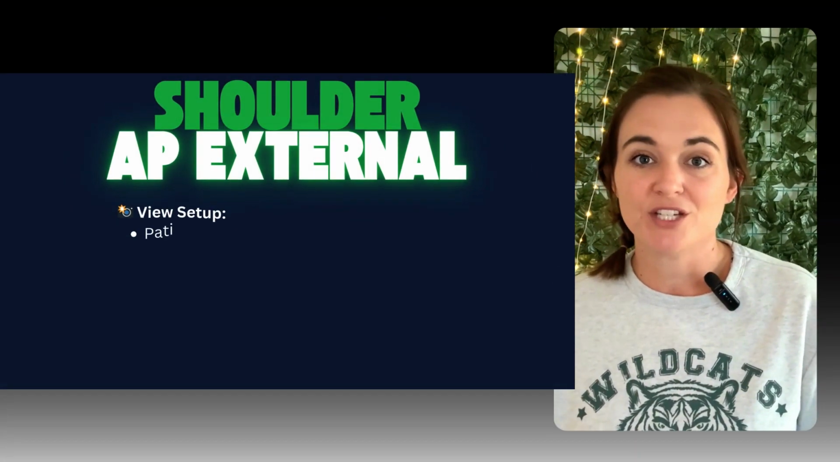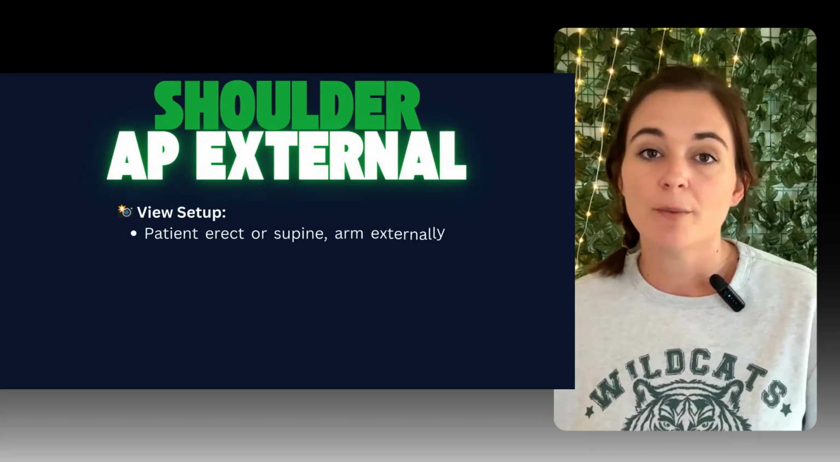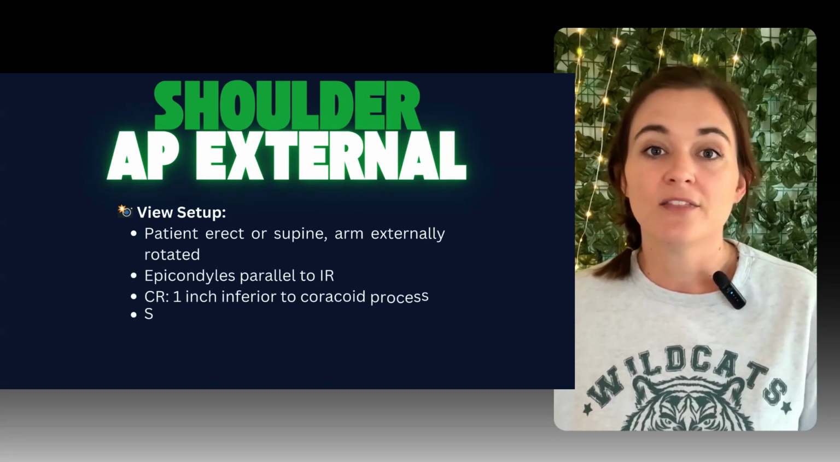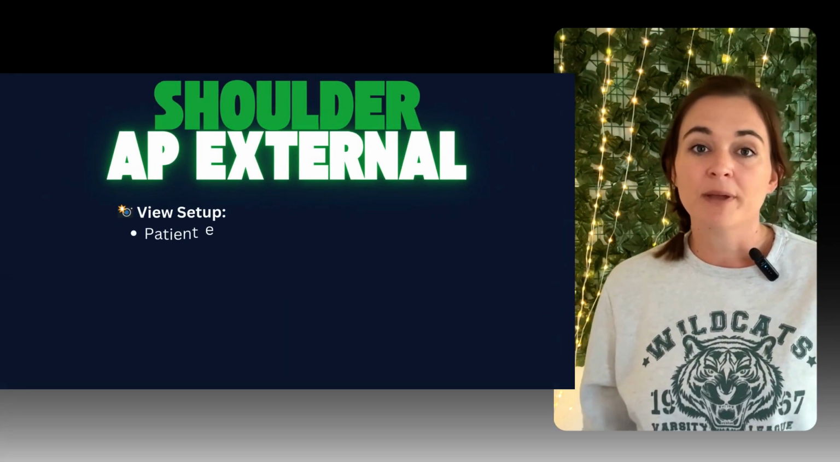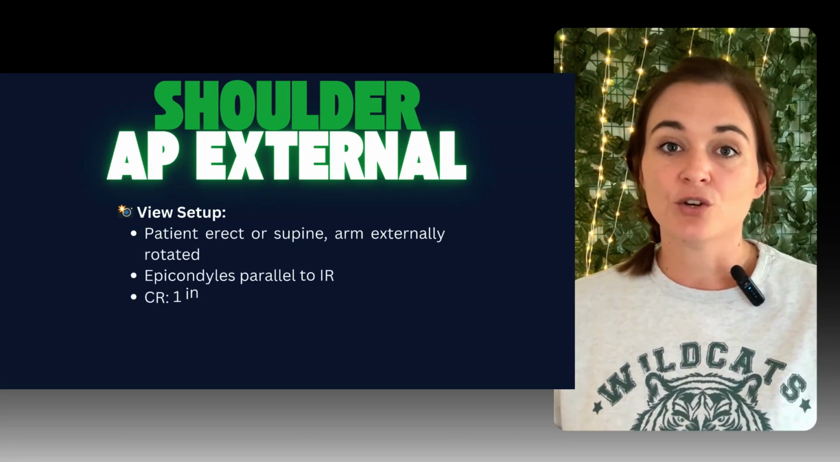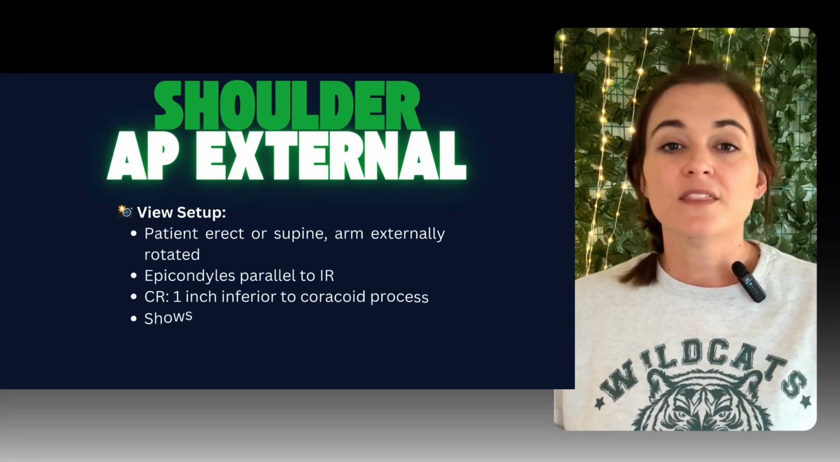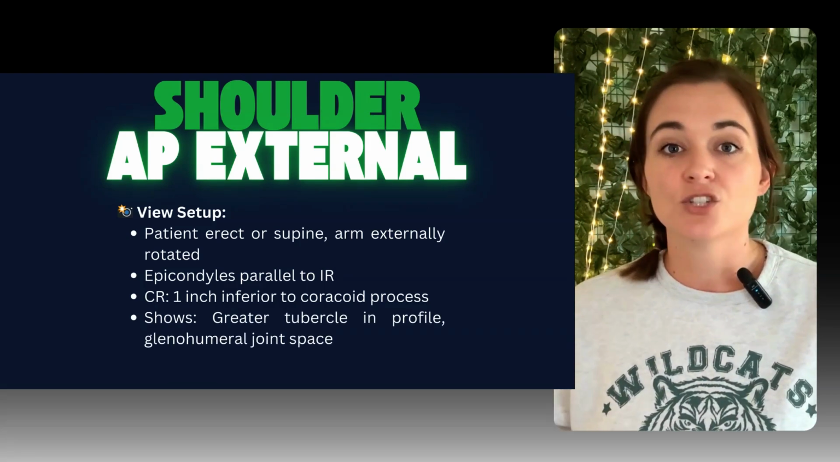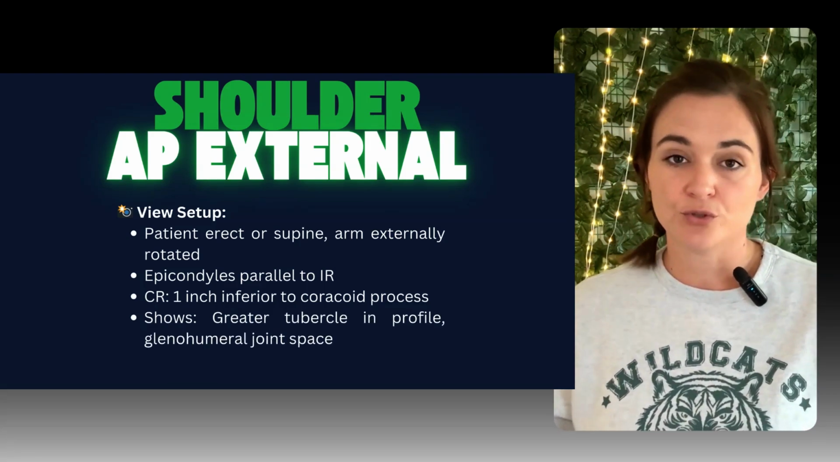AP external rotation is your default view when trauma isn't a concern. The patient is erect or supine, and the arm is externally rotated with the hand supinated. Make sure the epicondyles are parallel to the IR, and the CR is 1 inch inferior to the coracoid process. This view projects the greater tubercle laterally and should show a clear glenohumeral joint.